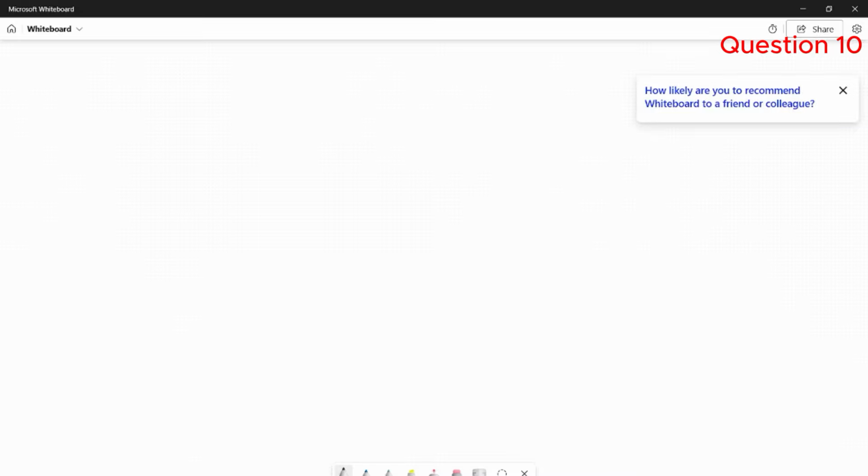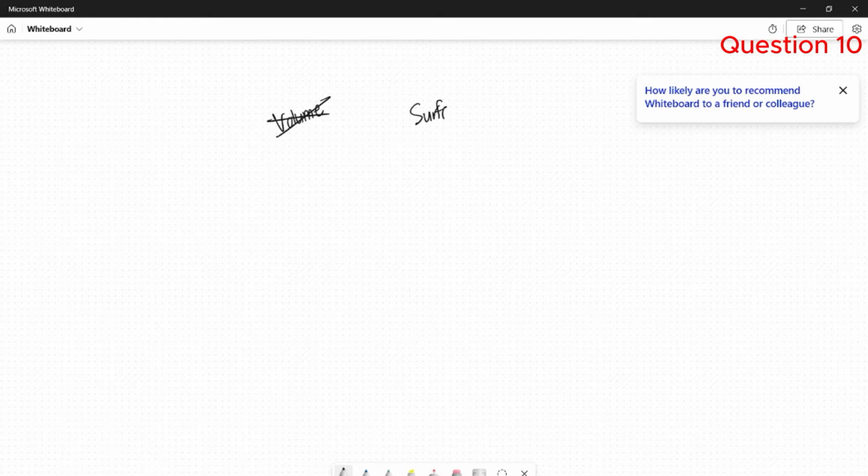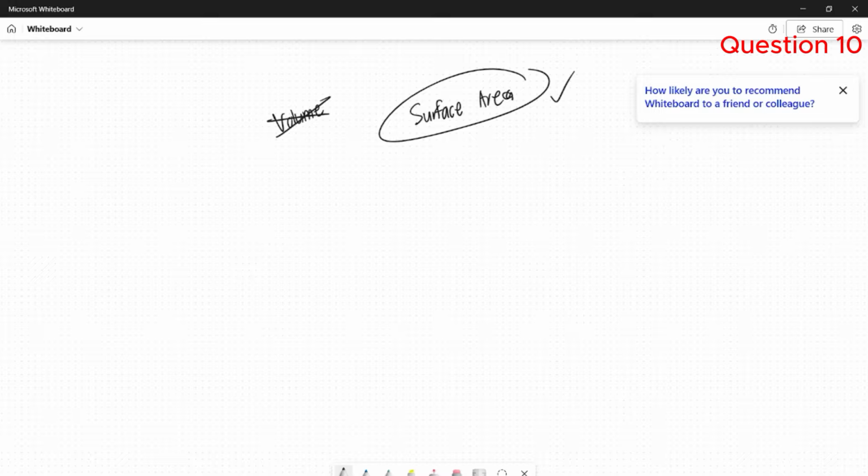So before I even do anything else, I want to make a distinction. We are not looking for volume here. We are looking for surface area. I'm going to circle this and put a check mark and a smiley face next to it.